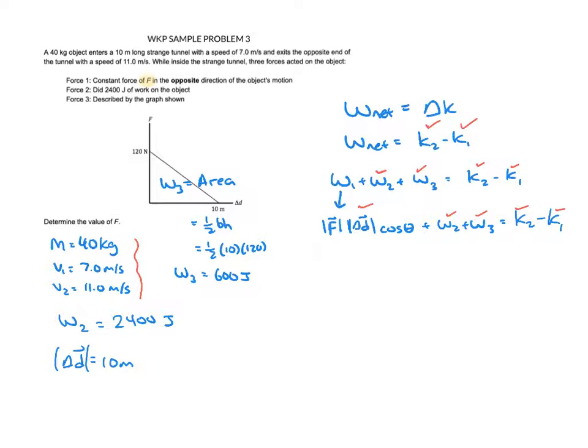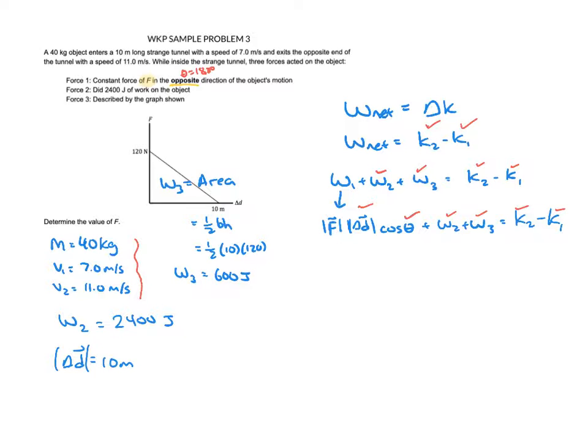And I know the theta as well, because it says that it's in the opposite direction. Force 1 is in the opposite direction of the object's motion. So that means theta is 180 degrees. So I actually know my theta as well. So when I look at this equation and I see a check mark on every single thing, except for F, which is what I want to solve for, I'm pretty confident that I can solve that. It's just a matter of putting the numbers in and rearranging things.